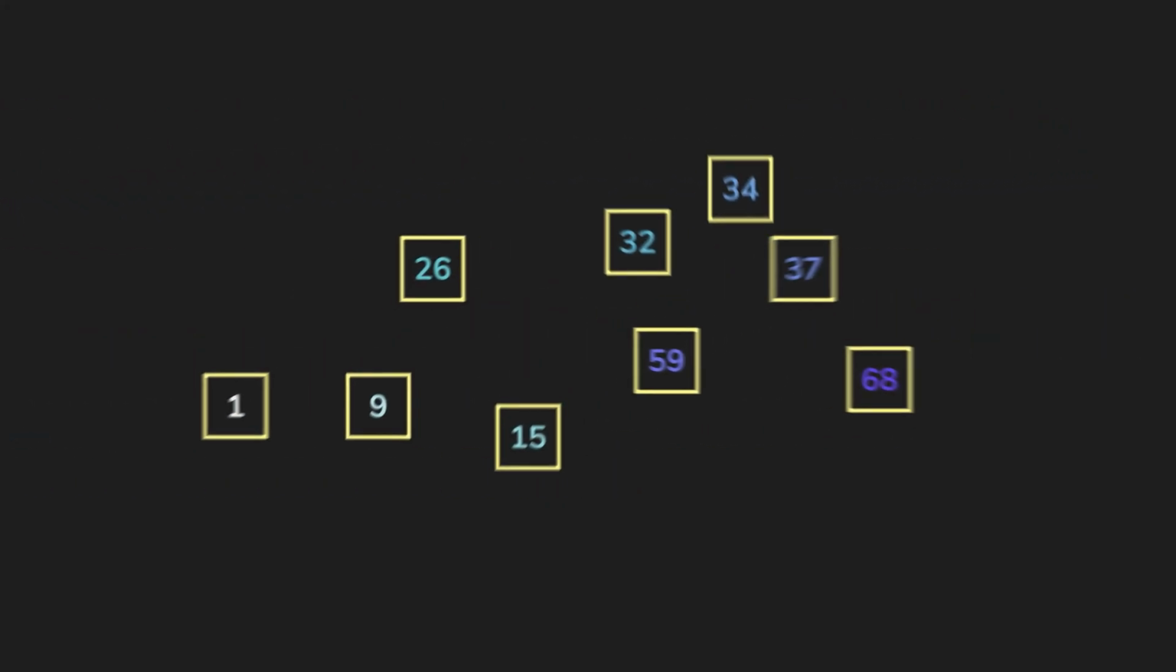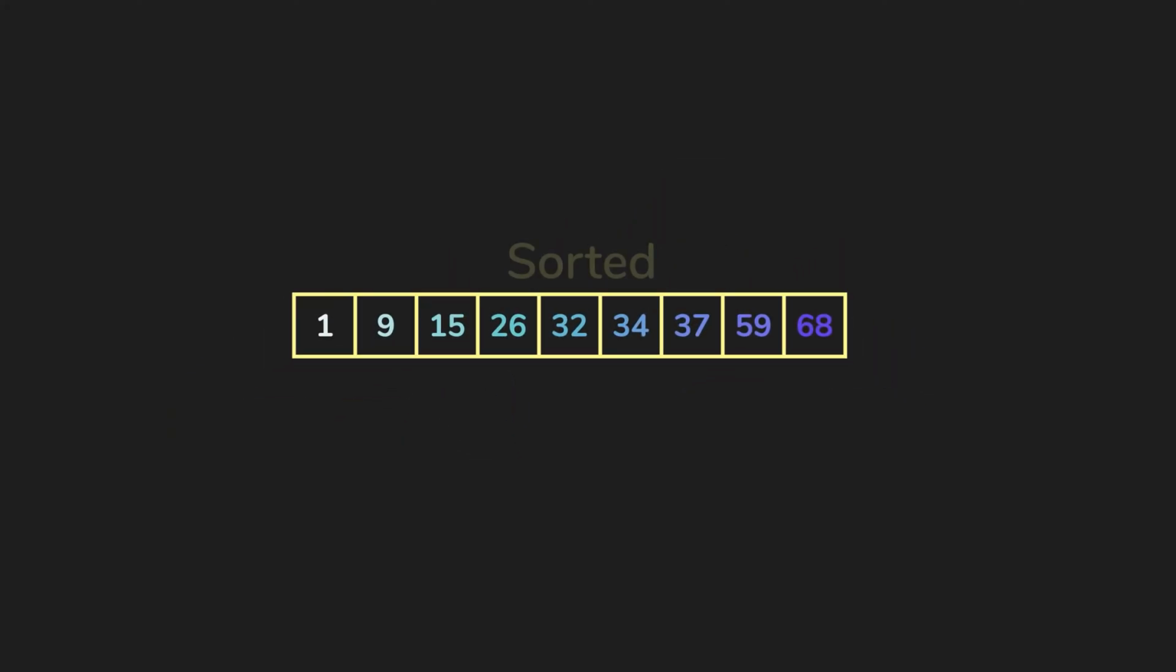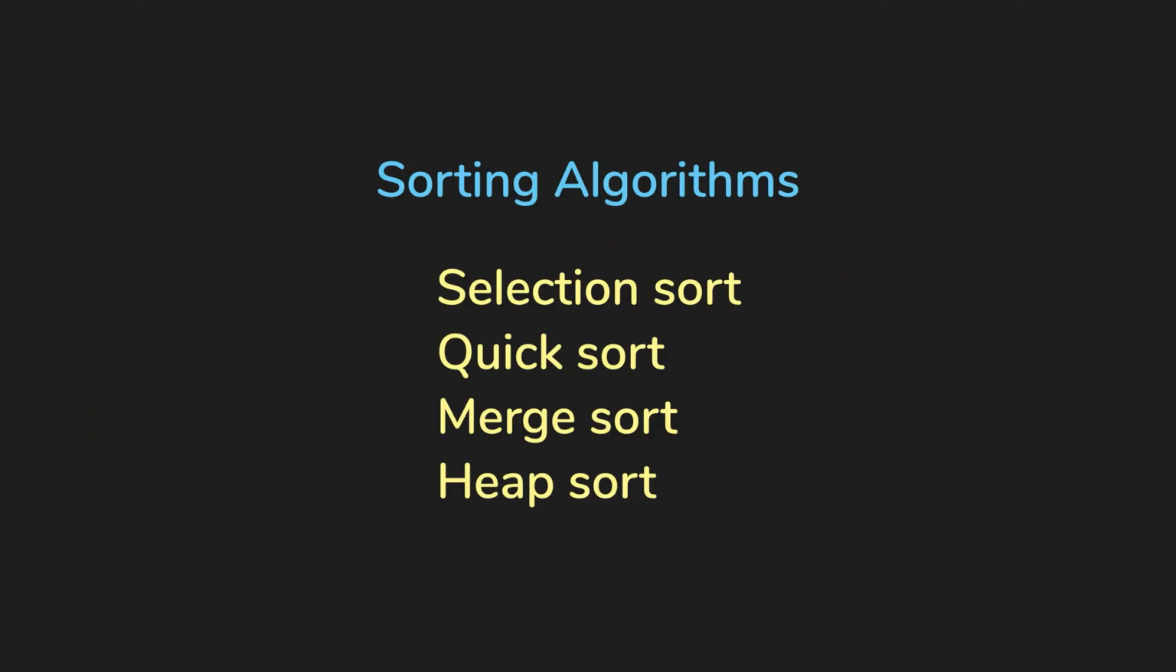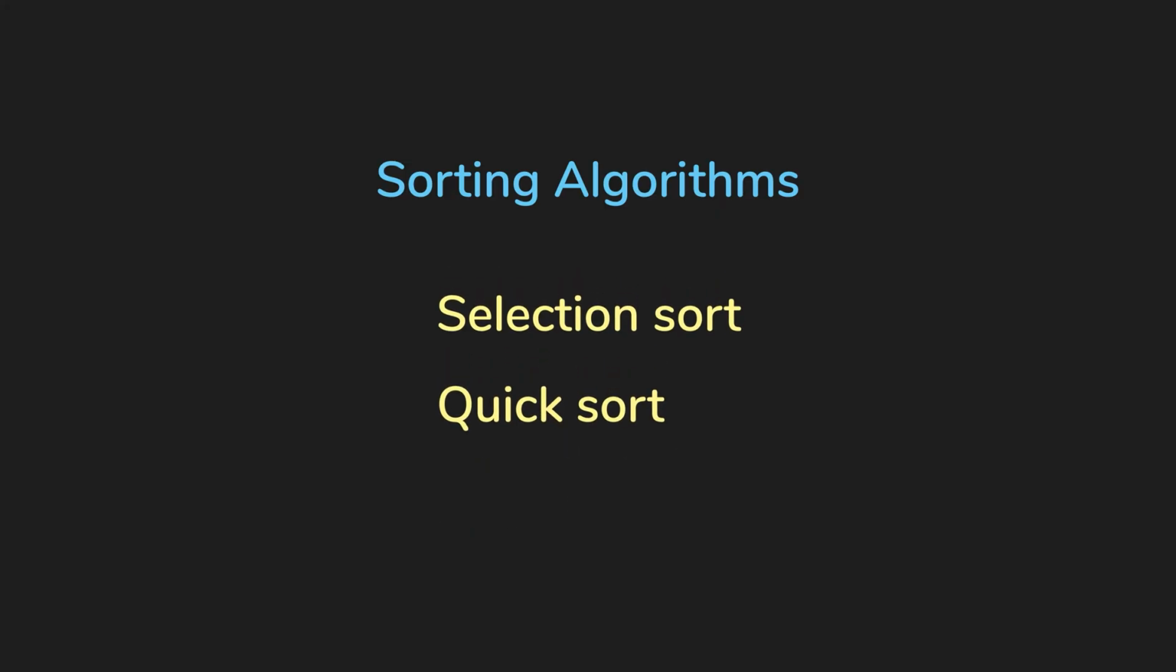There are many different sorting algorithms, and each of them has its own advantages and disadvantages. These are some sorting algorithms that we will be learning: selection sort, quicksort, merge sort, and heap sort. In this video, we are going to talk about selection sort and quicksort.